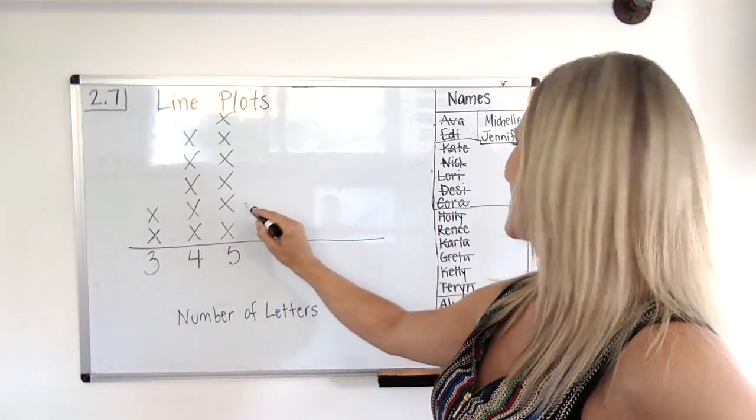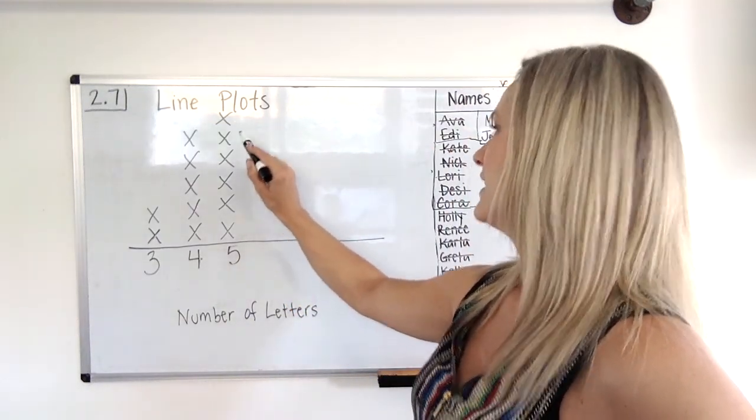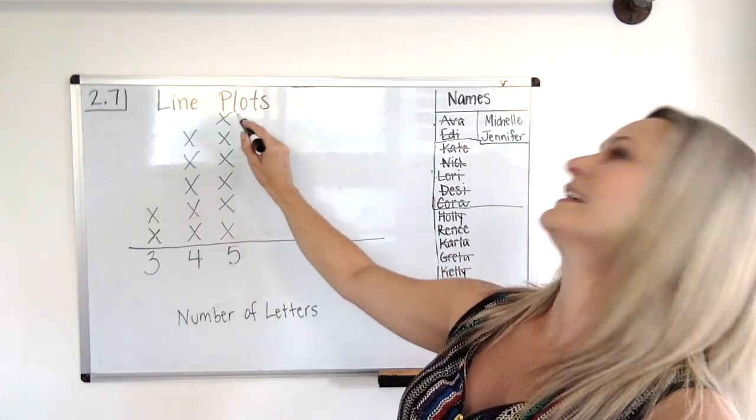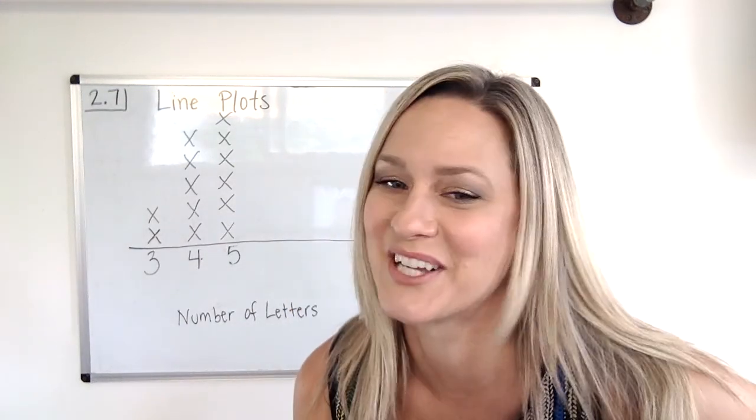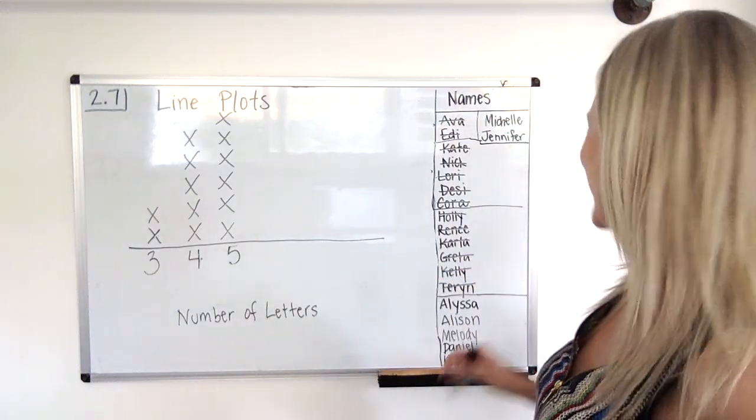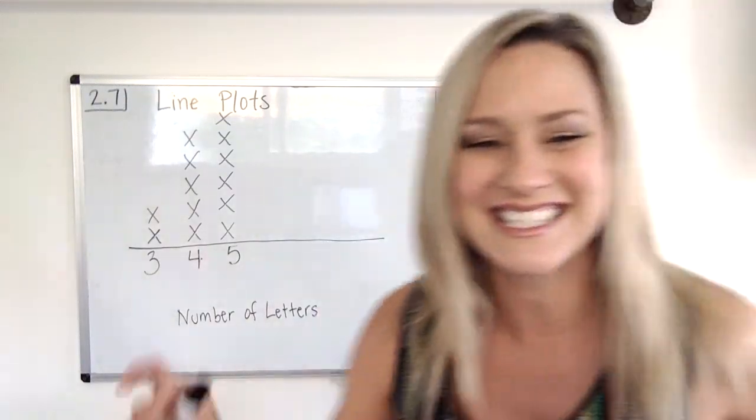Holly, Renee, Carla, Greta, Kelly, Taryn. You guys, it's so hard. Okay, next we have the 6-letter names.